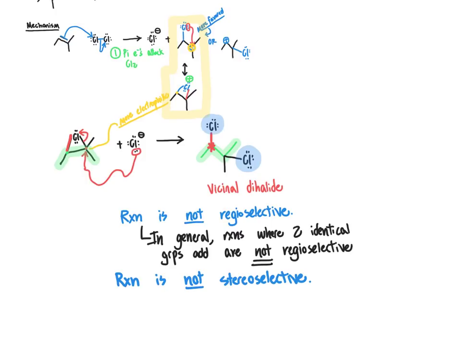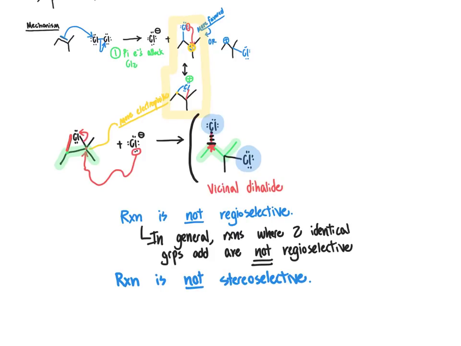Because when we're thinking about this second step of the mechanism, where the chloride anion comes in and attacks the carbon there, and that other chlorine pops up and breaks away, it can break away to the front of the molecule or the back of the molecule, giving therefore no stereoselectivity. So in actuality, if we're showing the stereochemistry of this reaction, you do need to remember to show both stereoisomers here, since the reaction is not stereoselective.